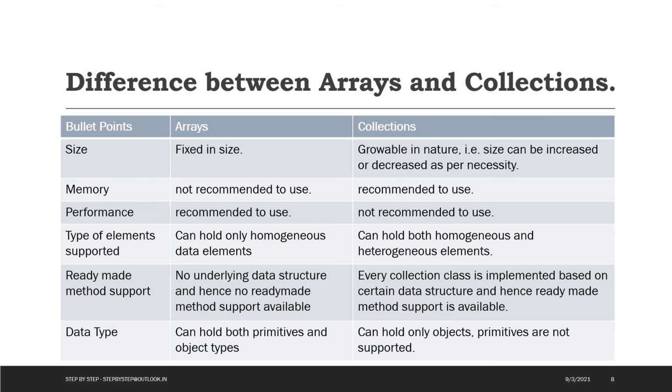Then what kind of data types can be stored? Arrays can hold both primitives and object types. But collection interfaces can only hold objects. Primitives are not supported for collections.